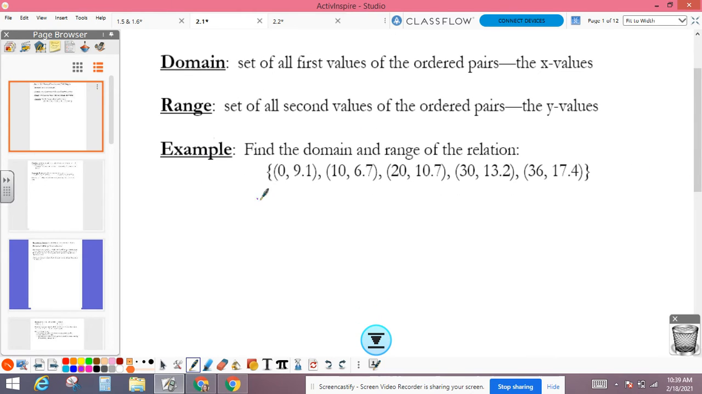So your domain, I'm using a writing tablet because I'm at home and it's not the best. My handwriting's not the best anyway on it, so sorry.